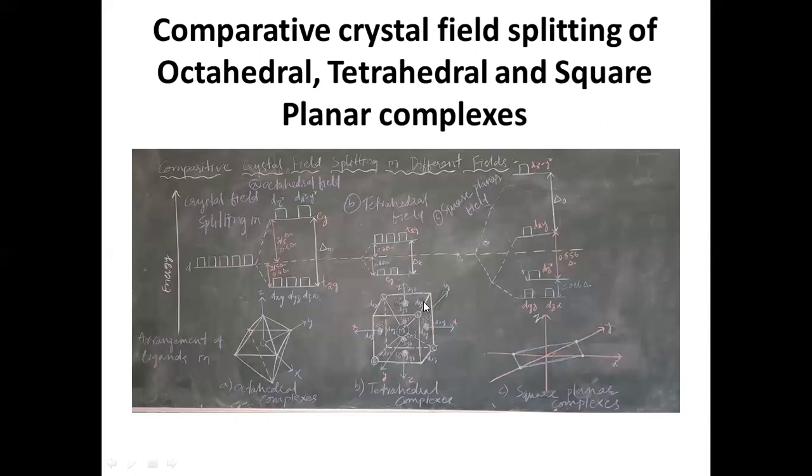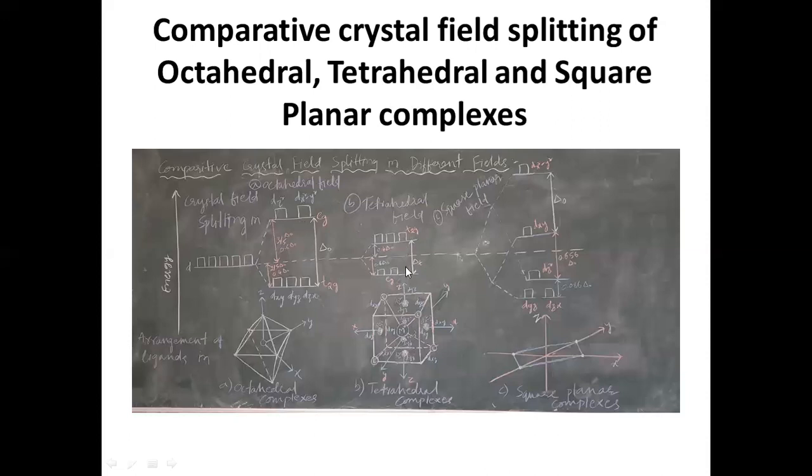Because they are present along the edges of the cube, and therefore they increase in energy. And we are able to see here clearly that when we compare octahedral and tetrahedral fields, the tetrahedral field splitting energy is much lesser when compared to the octahedral splitting energy.